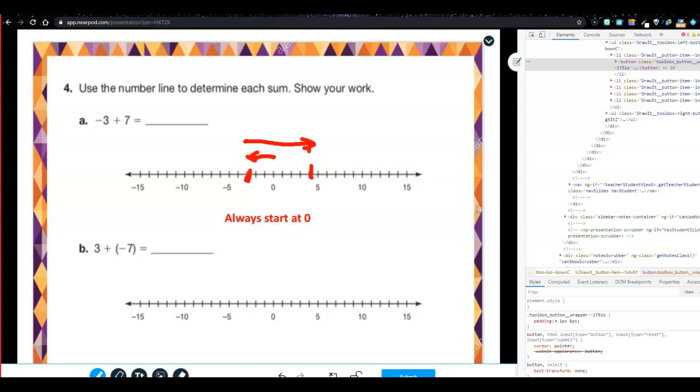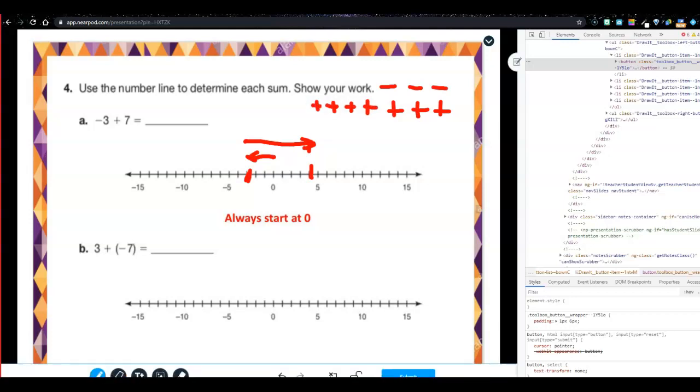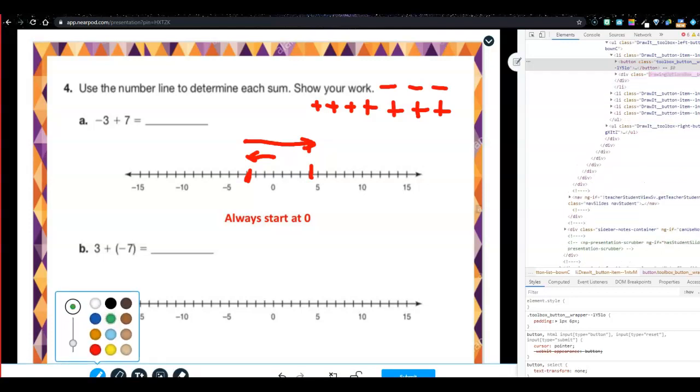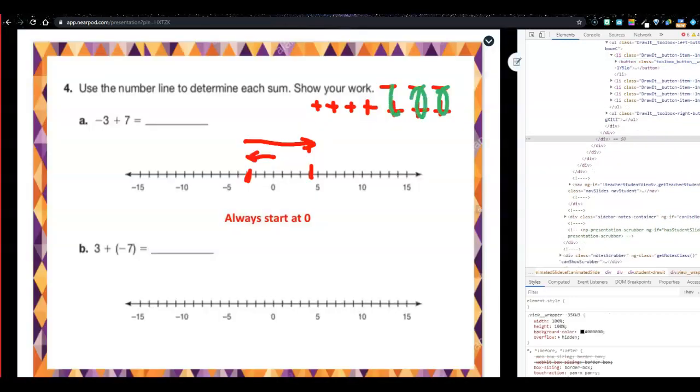If I was going to model this using the pluses and minuses like last week, I would have 3 minuses. 1, 2, 3. And I would have 7 positives. 1, 2, 3, 4, 5, 6, 7. And I can make 0 pairs by canceling out a positive and a negative. I'm going to do that. These 2 0 out, these 2 0 out, these 2 0 out.